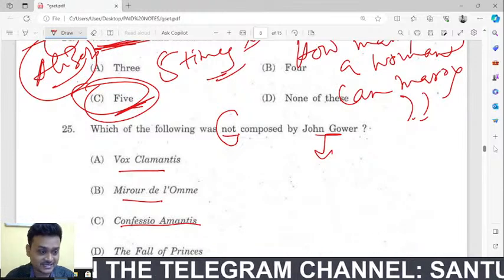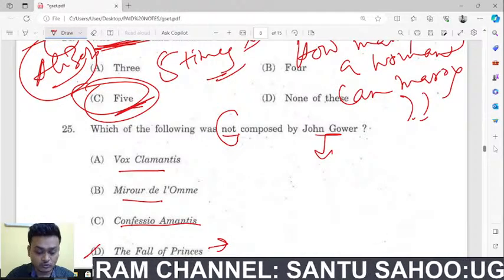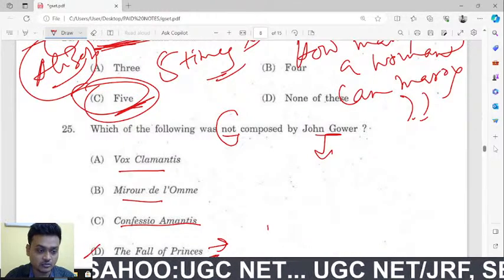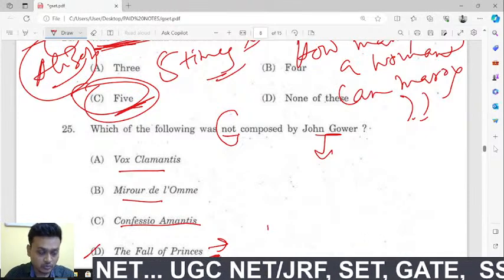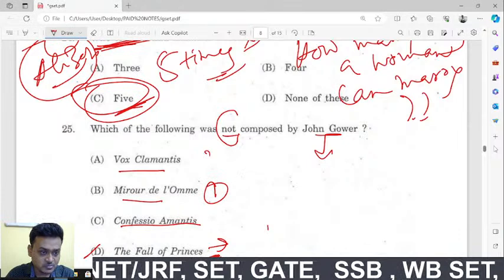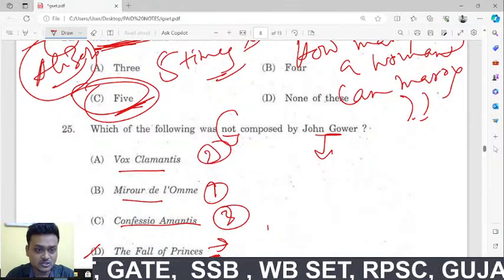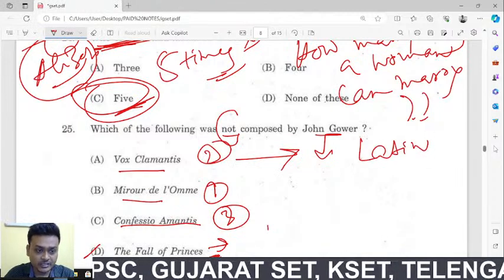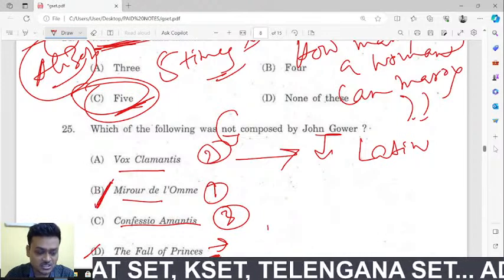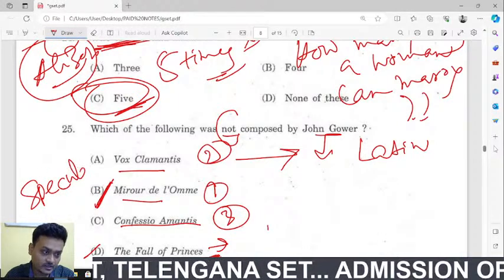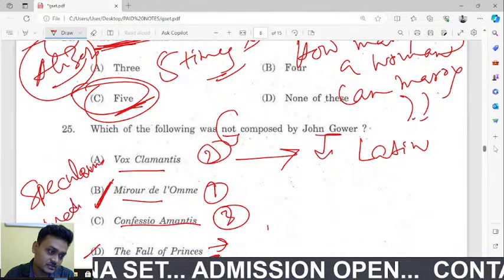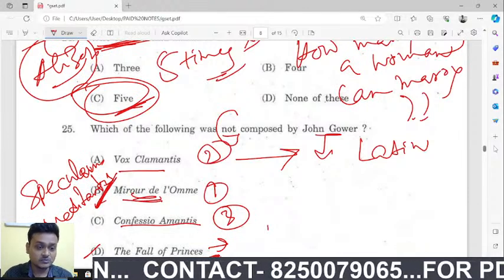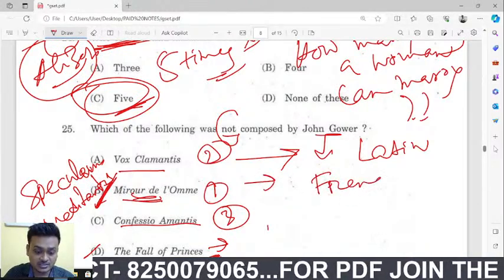Exactly, it's The Fall of Princes. Who wrote The Fall of Princes? Write it down. Look, the first work is Mirour de l'Omme, the second work is Vox Clamantis, and the third work is Confessio Amantis, all by John Gower. Vox Clamantis was written in Latin. Mirour de l'Omme has another title, Speculum Meditantis. It is the other title of Mirour de l'Omme.